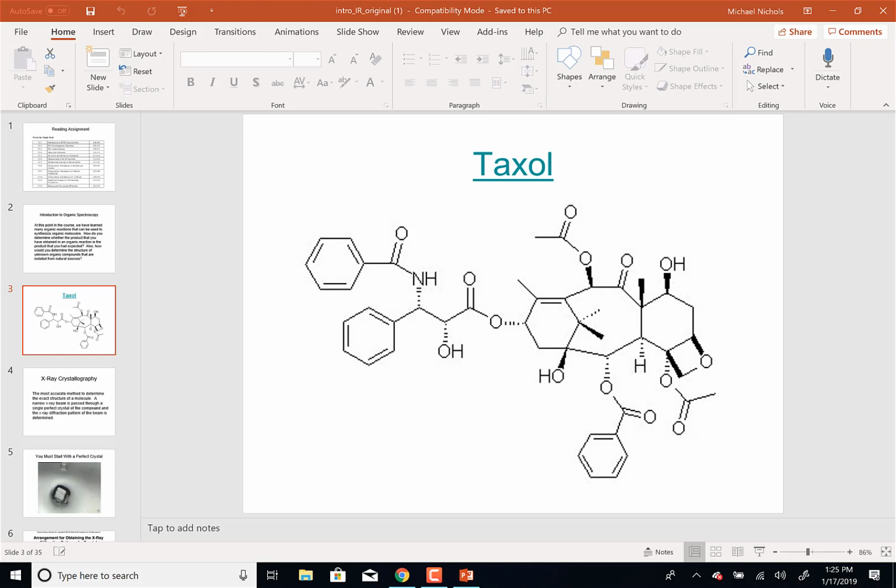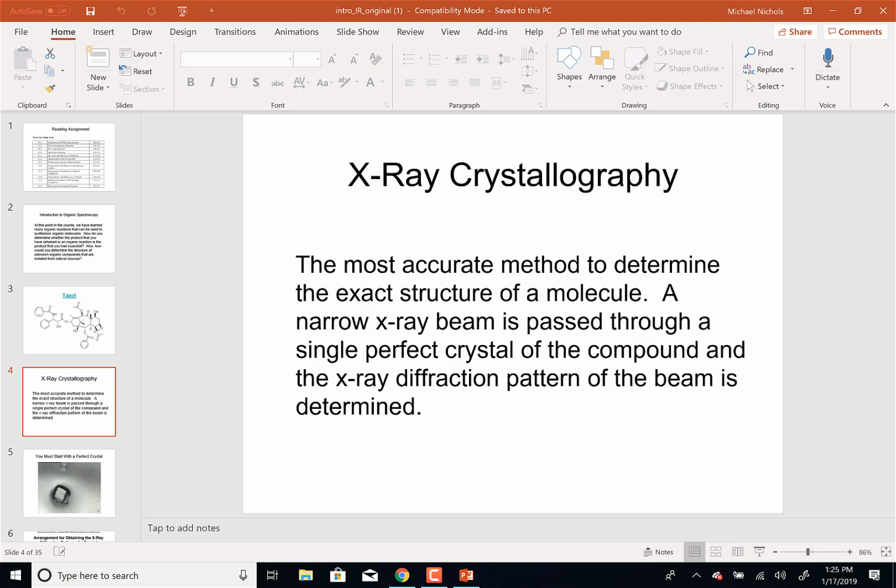Now, this was determined by a technique called X-ray crystallography, and I'm only going to show you this. This is not one of the techniques we're going to learn about, but this is an exact technique that, if you can grow a little tiny crystal of the molecule, a perfect crystal, you can get the structure exactly, including, if you're good at this, the exact R and S configurations of the molecules.